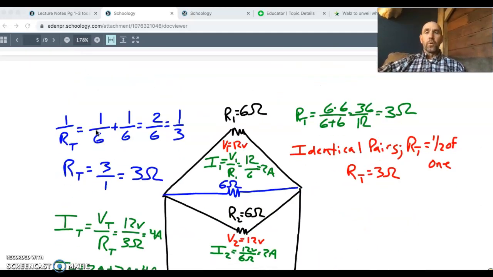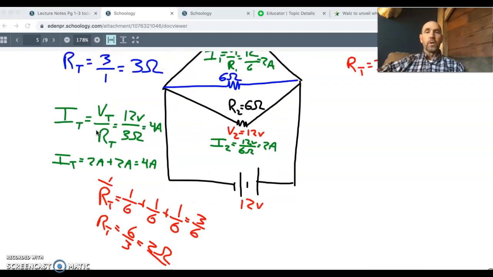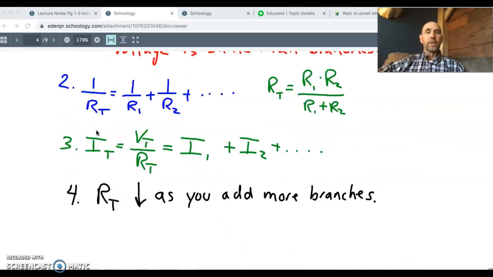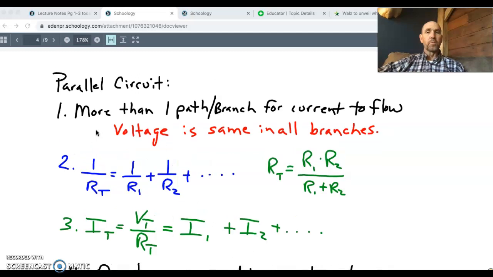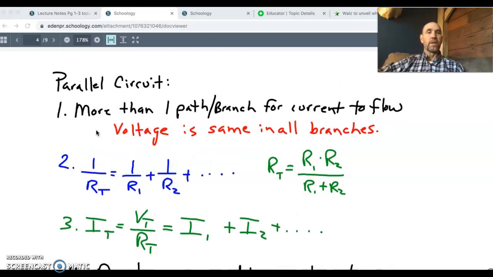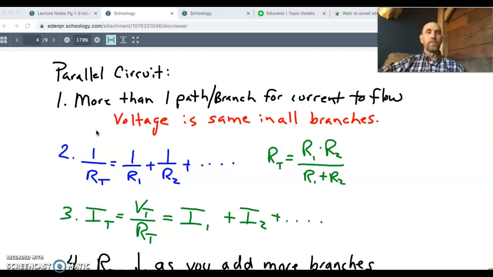Okay, so those are the four characteristics, if you will, of a parallel circuit. And I'm going to come back with one more video, and I'm going to explain that sample test question that's on page 6 of your notes. Okay?